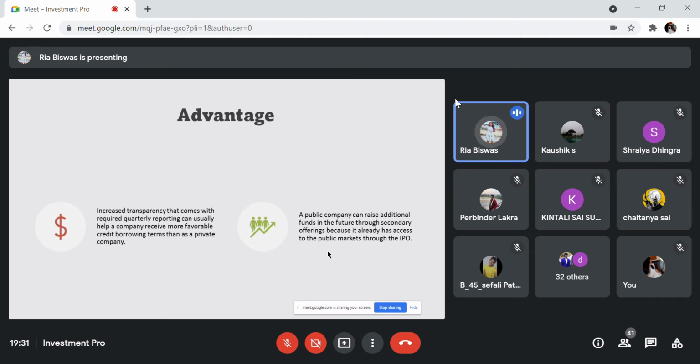Next, a public company can raise additional funds in future through secondary offerings because it already has access to the public market through the IPO. Okay. So if the company is having the advantages, obviously the public is getting the advantage from this IPO. In the future also they can go for secondary offerings, because they have access to the public markets through this IPO. Okay, so we are having advantages both for the company and for the public.